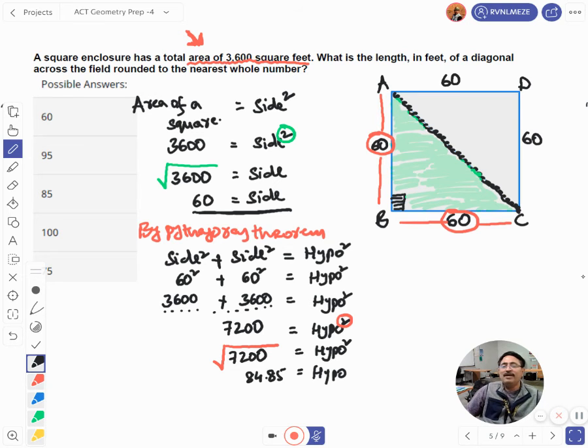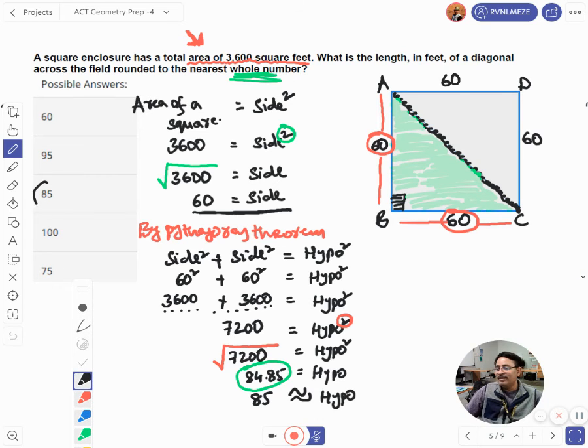But the question says to the nearest whole number, that means you are asked to round this 84.85. So the nearest value is 85. Do I have that 85 among the given options? I see that yes. Therefore, the hypotenuse length is approximately 85 feet. Don't forget to mention the units. Now, questions please. You may type in the comment box.